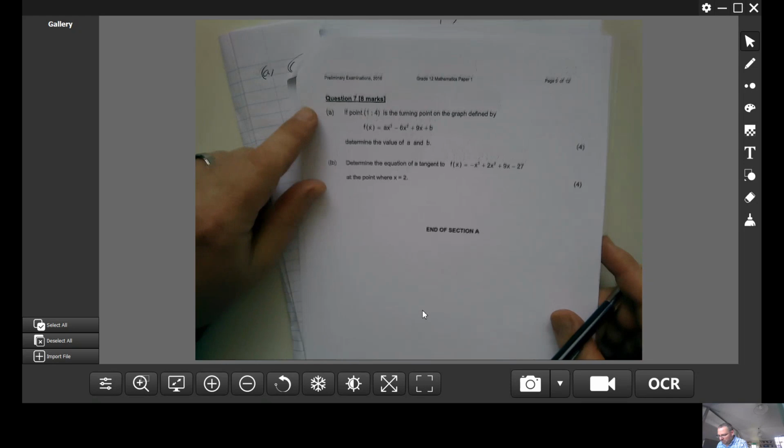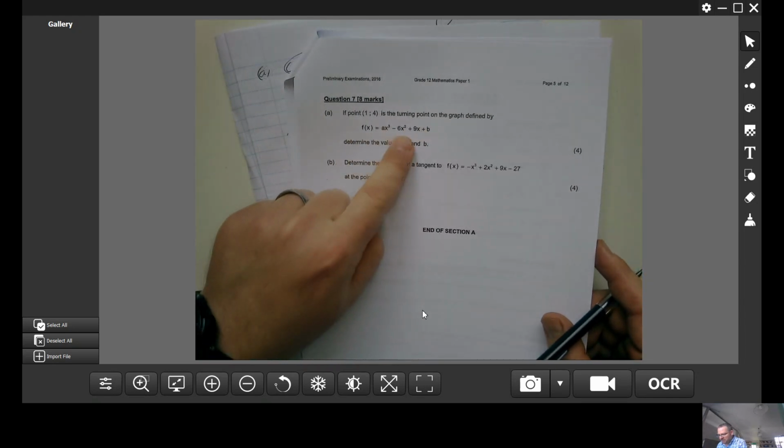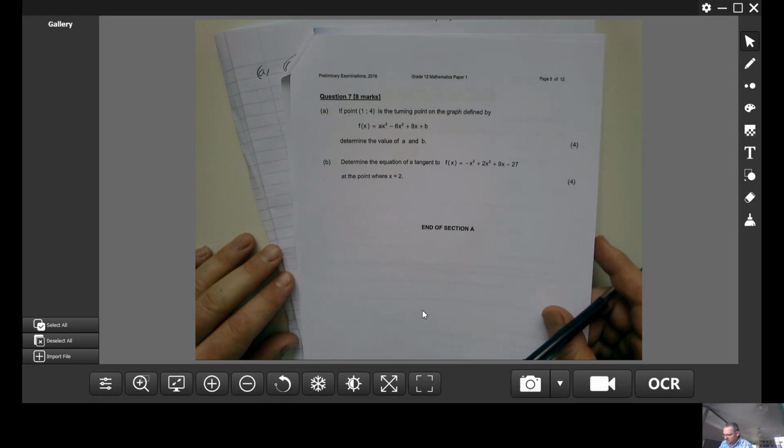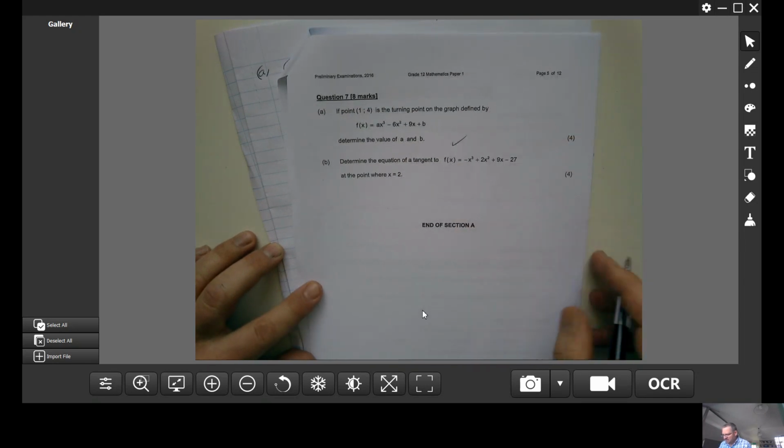That was the question over there. If the point (1, 4) is a turning point in the graph defined by f(x) = ax³ − 6x² + 9x + b, determine the value of a and b. Right, so we've got a and b done.